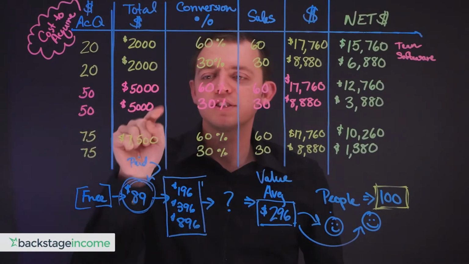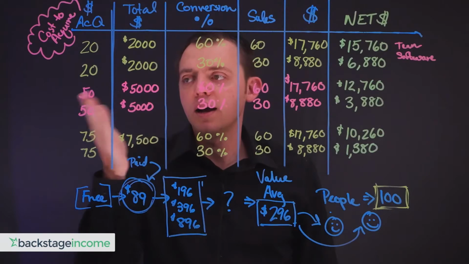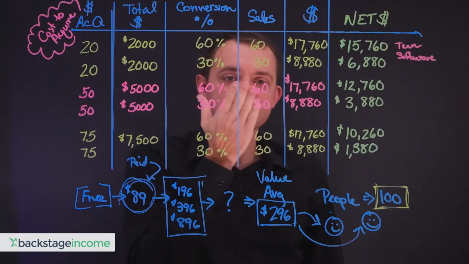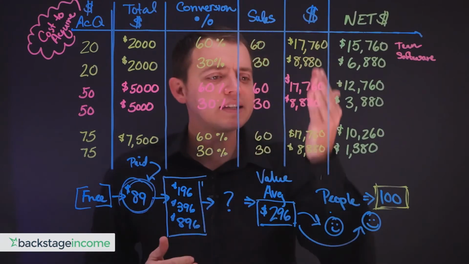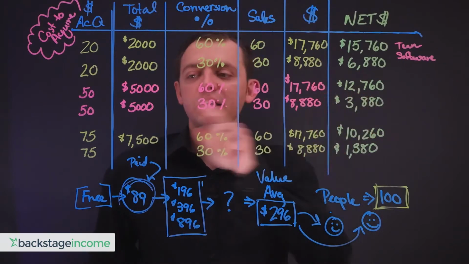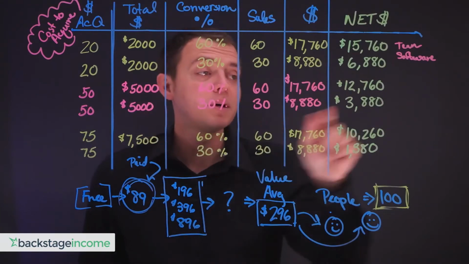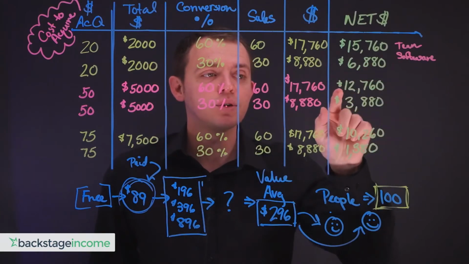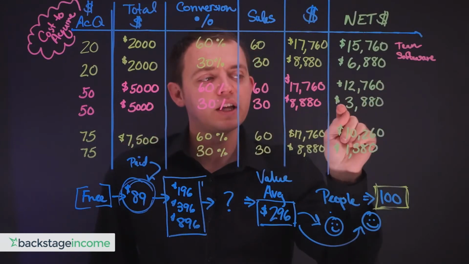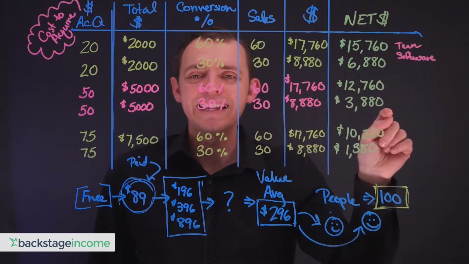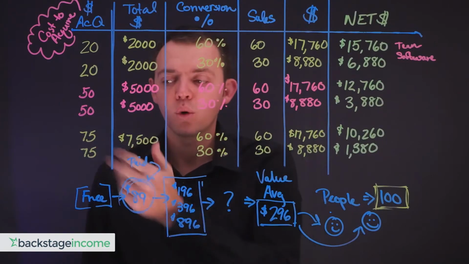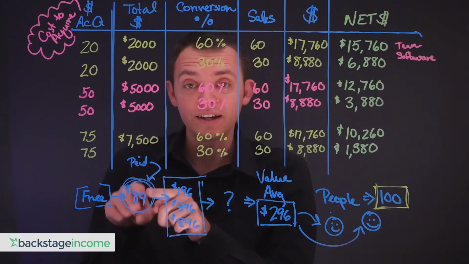Now you spent $5,000 on ads to get these people, and 60% converted. So that means you got 60. So you're still making the same, right? Because we're doing the 60 and 30, 17,760. But because your ad spend went up, your net goes down. So here you'd make 12,760, or if you only converted at 30%, you got $3,880.